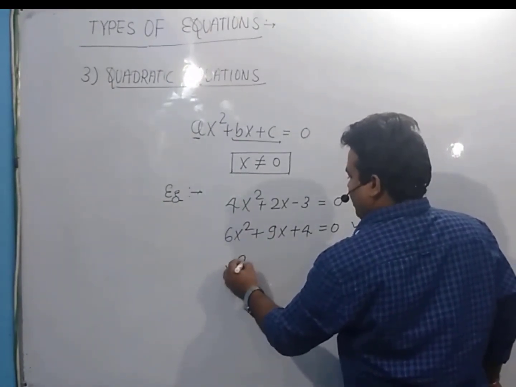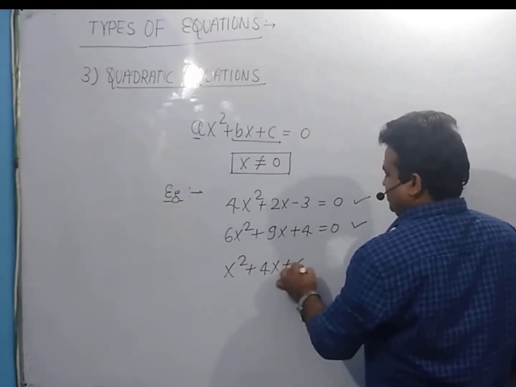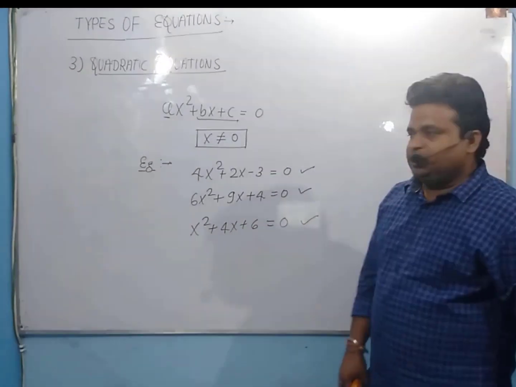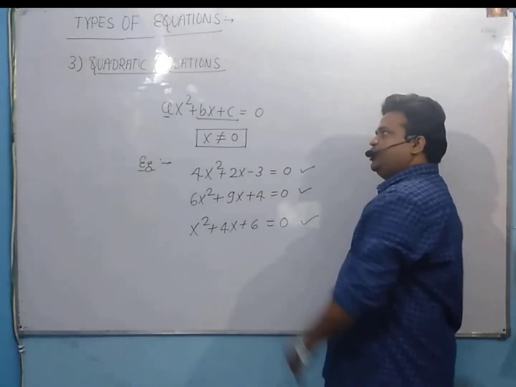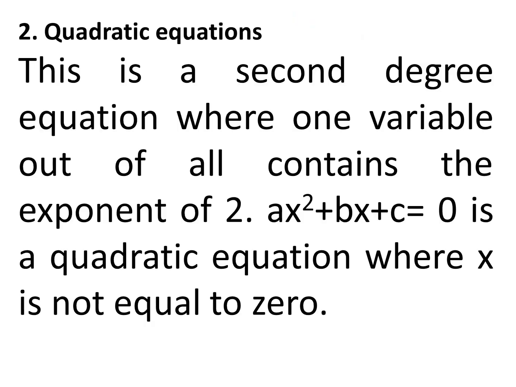Now x square plus 4x plus 6 is equal to 0. This is also a quadratic equation. So these all are examples of quadratic equation. I again repeat the basic definition. This is the second degree equation where one variable out of all contains the exponent of 2.